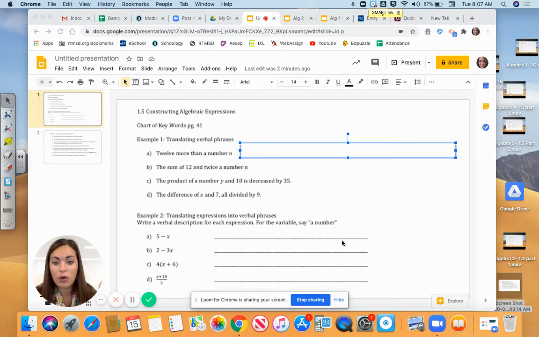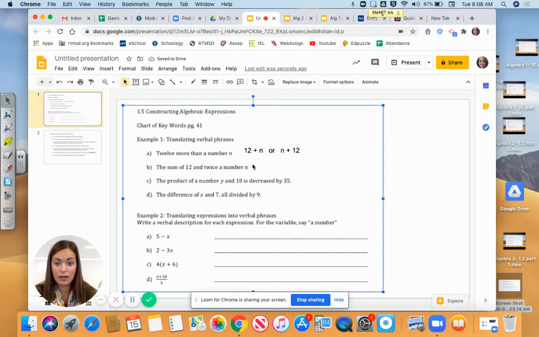So in letter A, 12 more than a number n. Well, 12 more than, we would have to know more than means addition. So we would either have here 12 plus n, or depending on the situation, because the commutative property of addition says you can switch it, n plus 12 would also work as well.